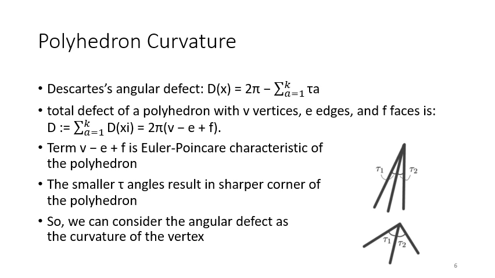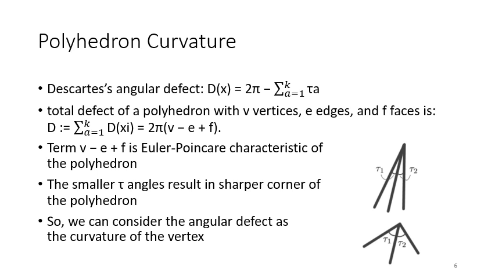It can be easily shown that the total defect of a polyhedron with V vertices, E edges, and F faces is the summation of those Descartes angular defects, which is equal to 2 pi multiplied by V minus E plus F. The term V minus E plus F is very famous, and it's called the Euler-Poincaré characteristic, or just the Euler characteristic of the polyhedron.